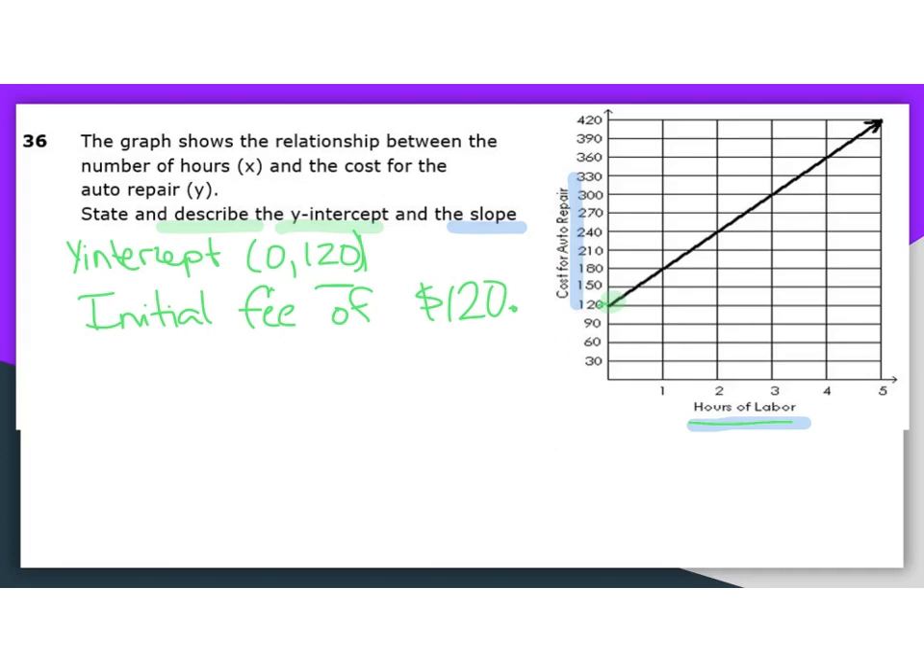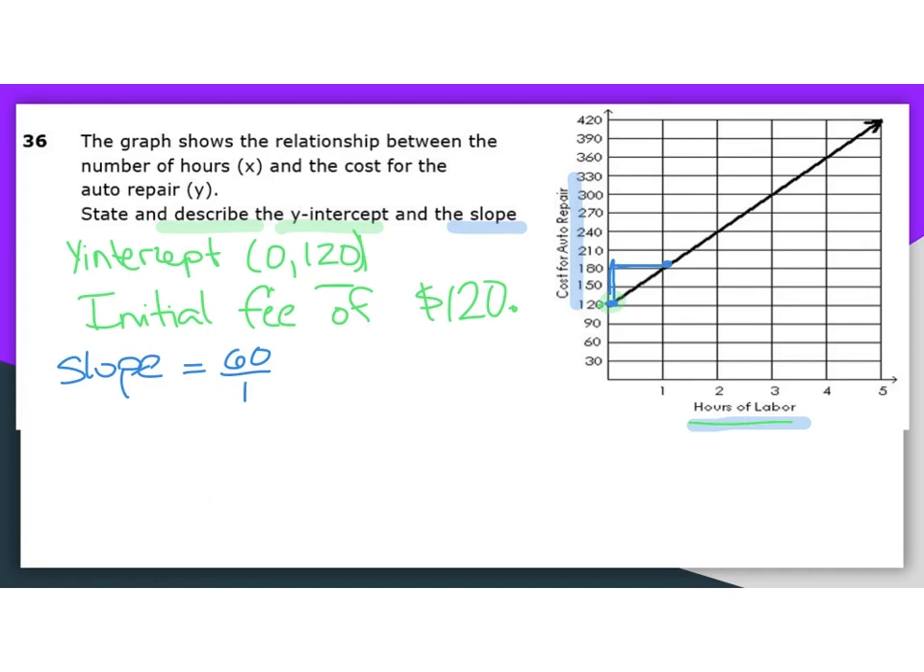The next part is going to be to identify the slope. So once again, when you're looking at a graph, you want to look at the change of y over the change of x, or the rise over the run. So I have 0, 120, and then I have 180. So this is going up. You're going from 120 to 180. So this is an increase of 60. And you're going over 1 hour. So the slope is 60 or 60 over 1.